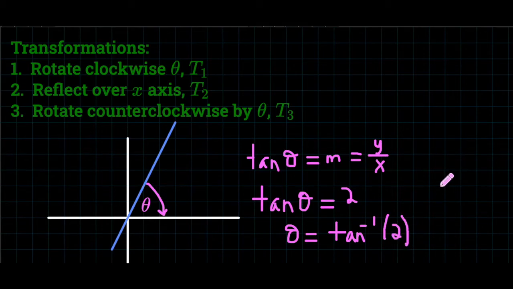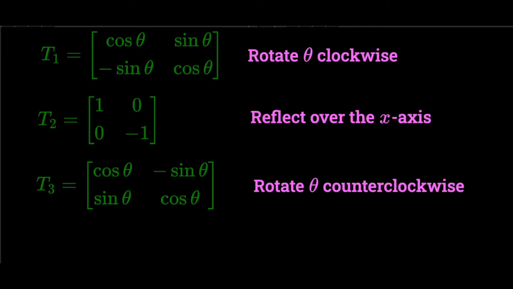And if you wanted to do this with a different line, you could apply this to a line with any slope, so long as it goes through the origin. So here, just to recap from our previous work, are the 3 transformation matrices in question.